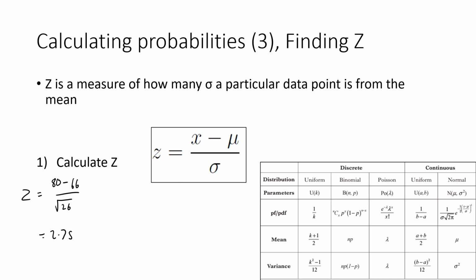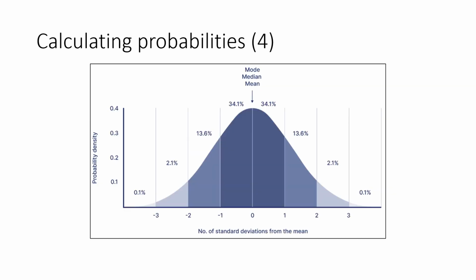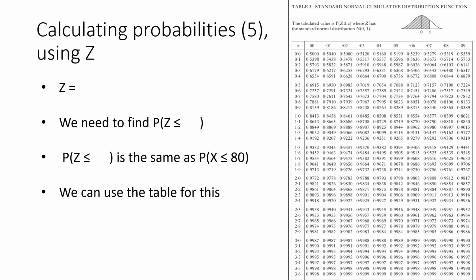2.75. Looking back at the normal distribution, we can see that 2.75 is around here. And this is definitely in the top 5%. It might even be in the top 1%. And it's very clear that Beth can apply to the summer program. But how do we show that in an exam? In an exam, we won't have that graph I showed before.